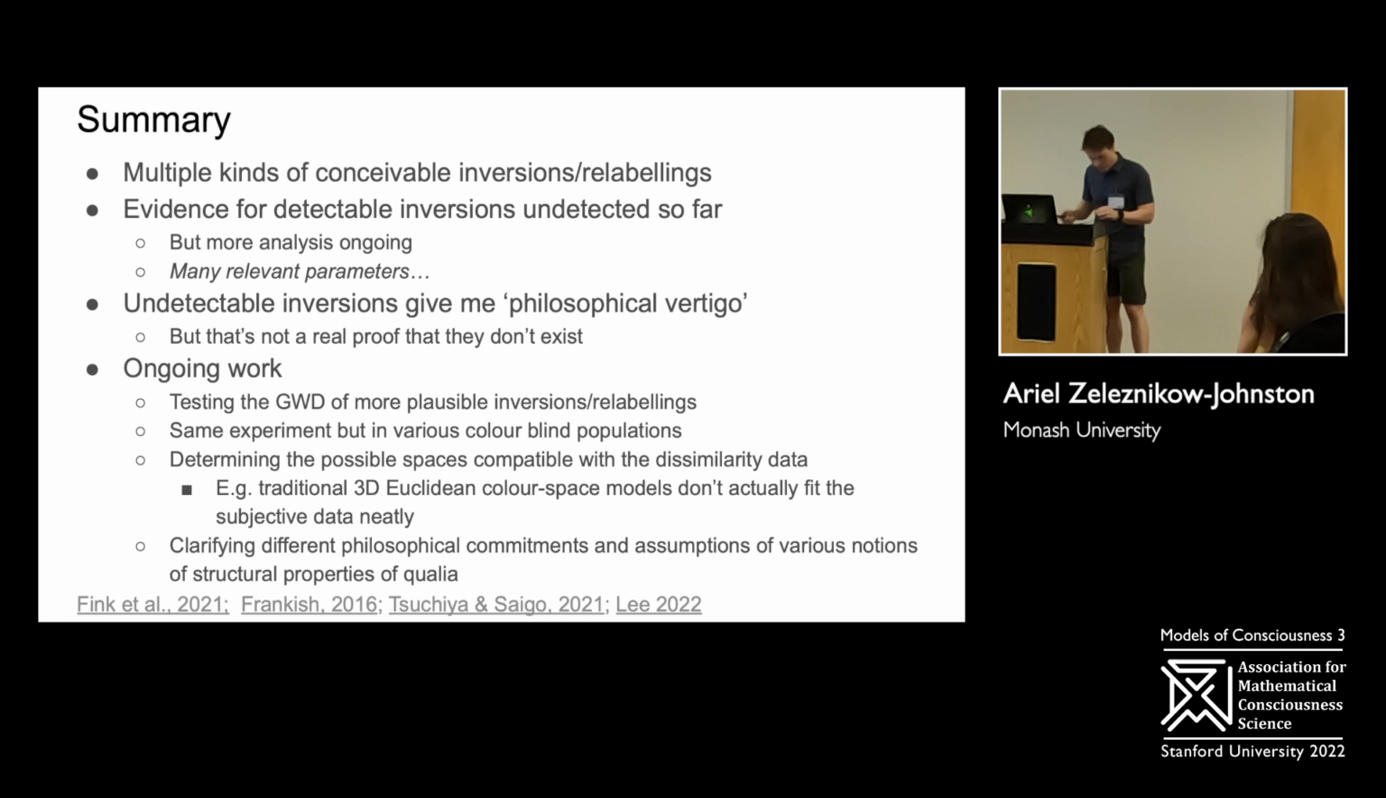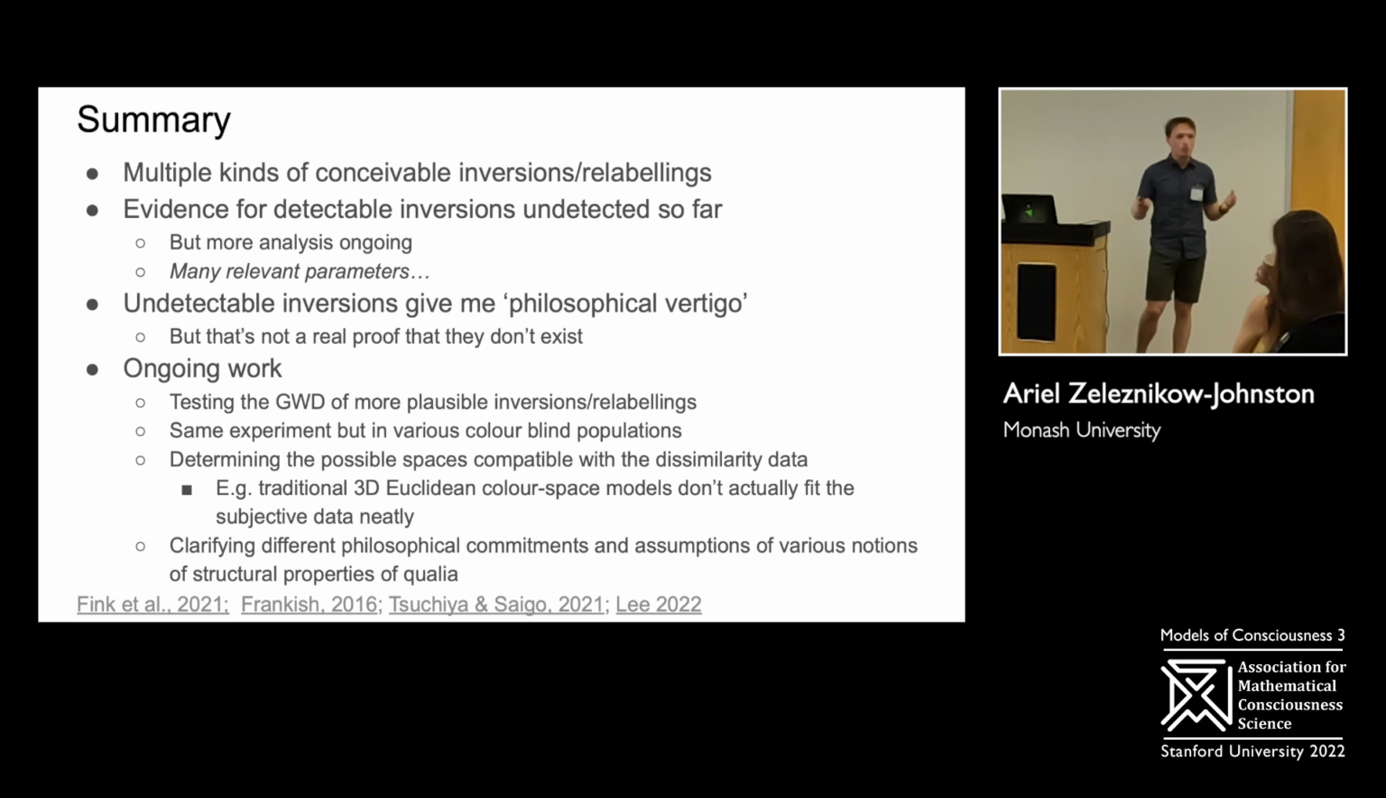I talk very fast. But just to summarize briefly, there are multiple different kinds of conceivable inversions and relabelings. We haven't found any evidence of detectable inversions being plausible so far, but we're going to keep looking for them to see if we can make any of them work. And there are many relevant parameters that we could still be looking at. As I said, undetectable inversions give me vertigo, but that's not real proof that they don't exist. And the ongoing work that we're doing is testing more plausible inversions and relabelings, doing the same kind of experiment, but in a colorblind population, to see whether the structures are the same for those with color anomalous vision or not.